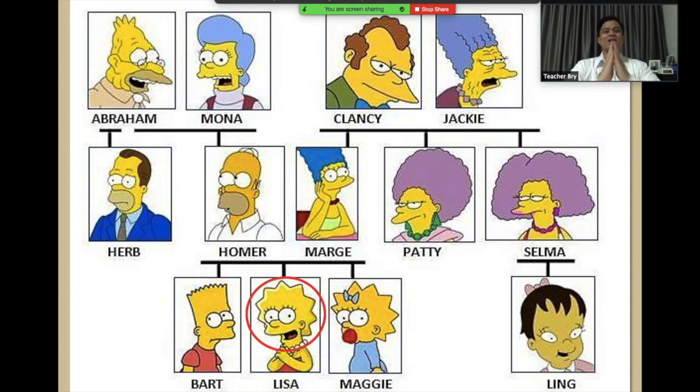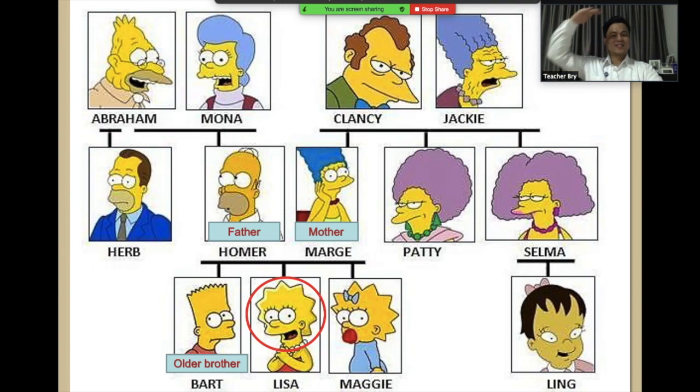So here, for example, you will be Lisa, or at the perspective of Lisa, okay? So first, of course, they have the same parents. Parents meaning father and mother. So the parents of Lisa are Homer and Marge Simpson. Right. How about Bart? Bart is her older brother. And how about Maggie? Maggie is her younger sister.